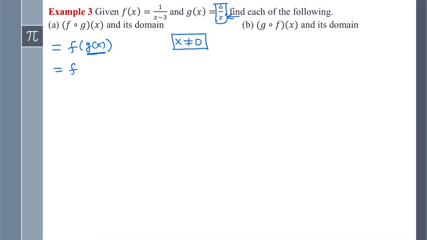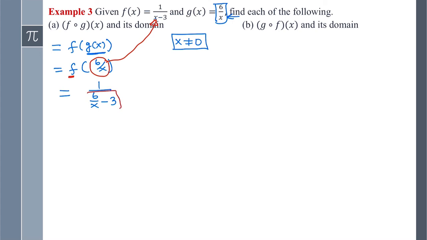Now let's go ahead and evaluate this. So g of x is 6 over x. Now I'm going to take this 6 over x and put it in f right here. Now that equals 1 over, now we replace x with 6 over x, minus 3. Now, if you want, you can find the domain from right here, or we can simplify and find the domain. If you want to find the domain from right here, what we cannot have is 0 in the denominator.